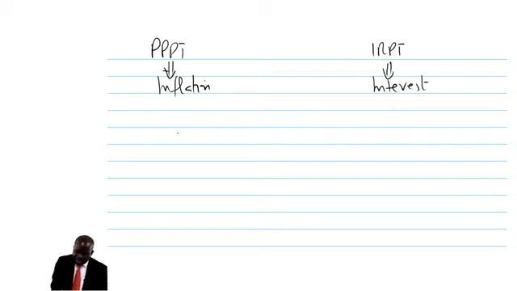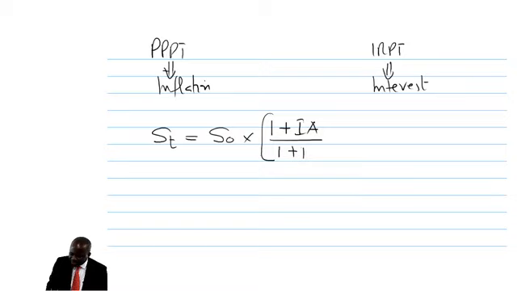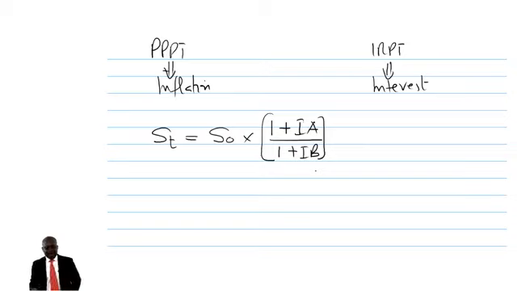The formula is: the spot rate at the point T should equal the spot rate now multiplied by 1 plus inflation A divided by 1 plus inflation B. What do I mean by A and B? They will give you the inflation rates for the respective countries, so you need to separate them: which country's inflation comes on top and which comes at the bottom.